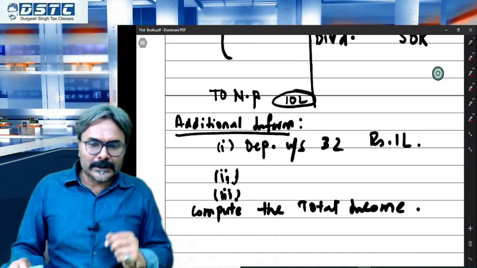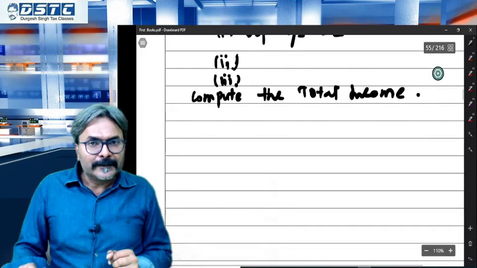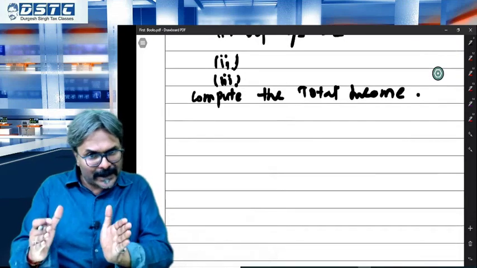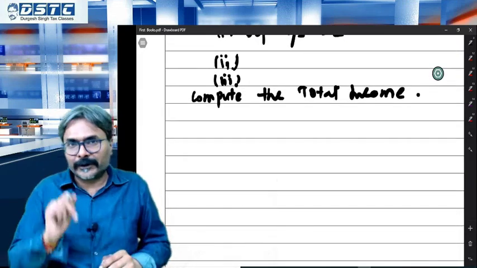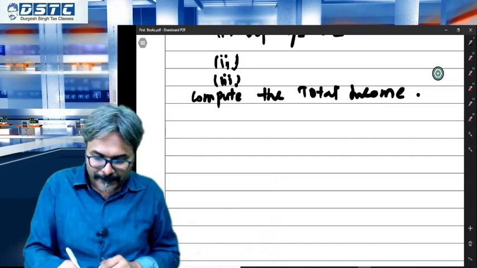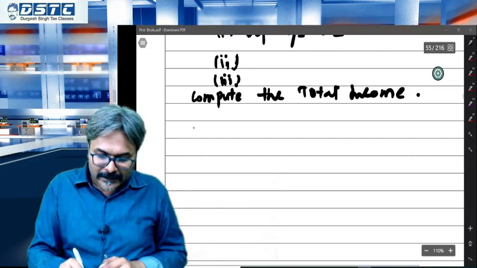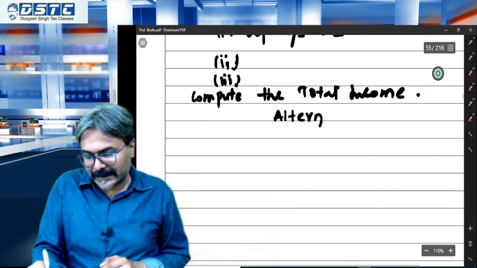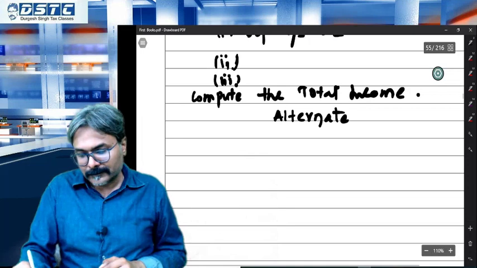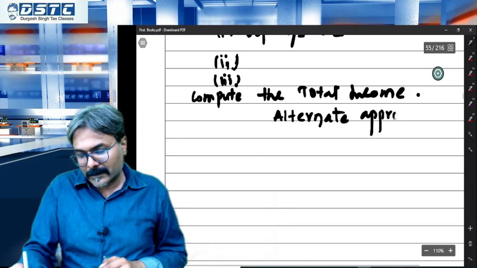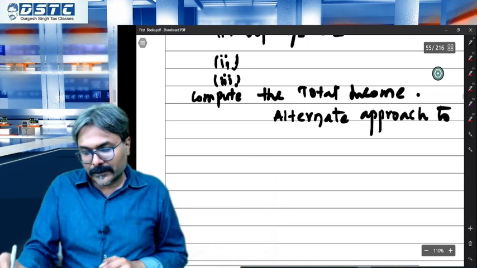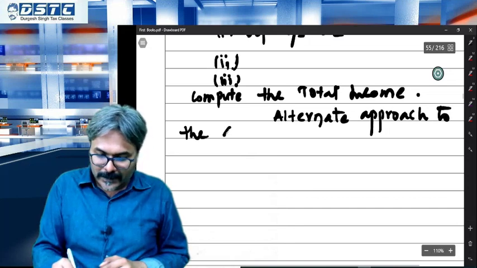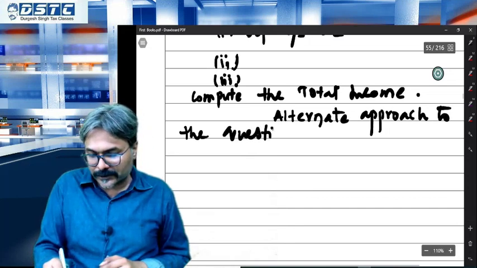So computing the total income, in final CA, the same kind of question, now how they are going to give it to you, this is how they will give it to you. They will say, alternate approach of question. Now just write like this: alternate approach to the question. So what is this alternate approach to the question?